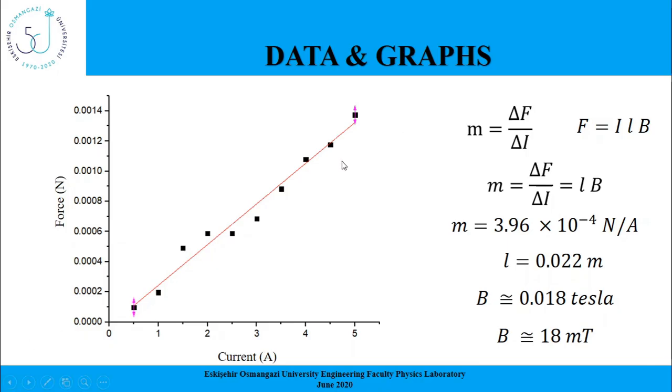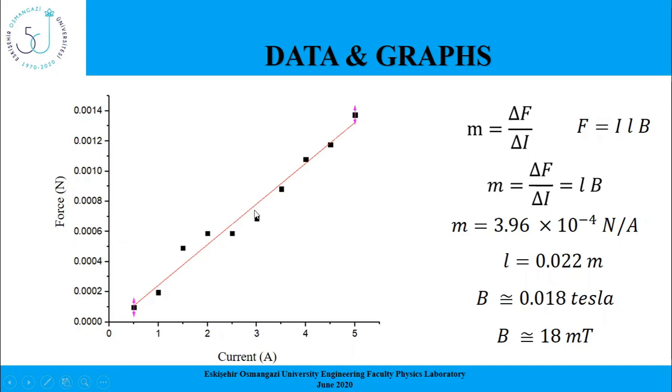We will have a graph like this. Then we fit into a linear function, and we will have this line here. So the slope of this line will be equal to difference in force over difference in current. We have a derived equation here. So our slope will be equal to length of the wire times the magnetic field.